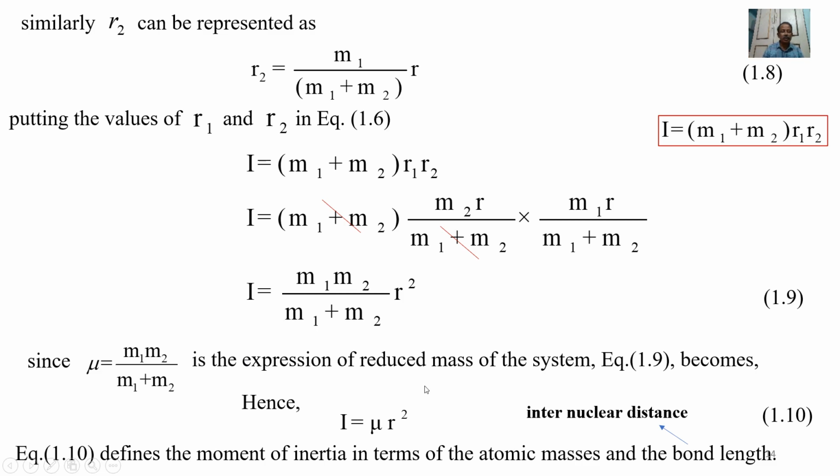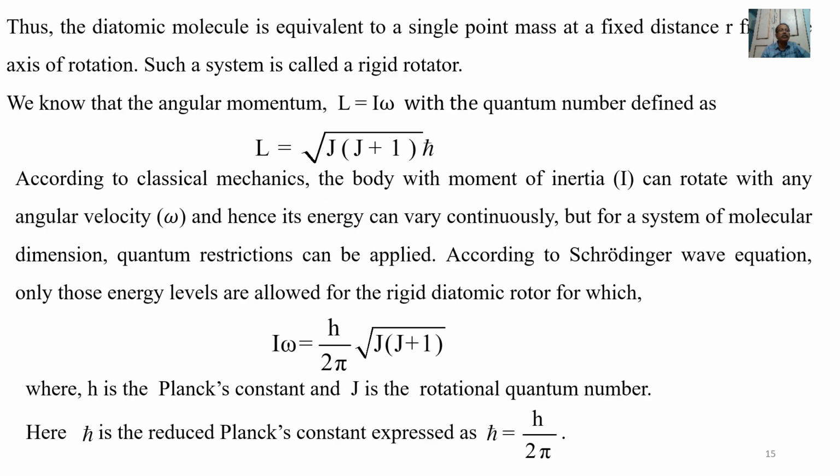So here the two body system is now simplified as a one body system about the center of mass. So this mu is called the reduced mass. To simplify the system further, equation 1.9 becomes I equals mu R squared. And equation 1.10 defines the moment of inertia in terms of atomic masses and bond length. This bond length is nothing but the internuclear distance between the two atoms. Thus, the diatomic molecule is equivalent to a single point mass at a fixed distance R from the axis of rotation. Such a system is called a rigid rotator.